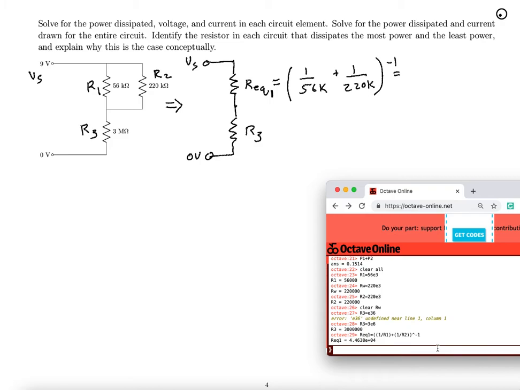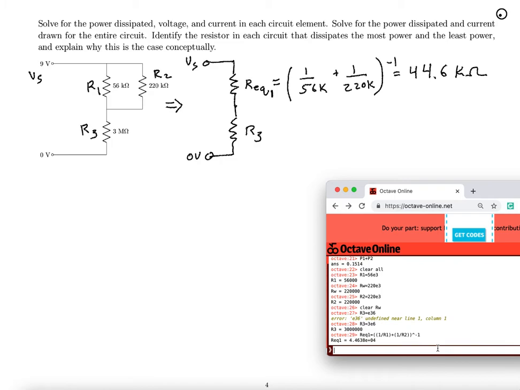And that's 4.46 times 10 to the 4, or 44.6 kilo ohms. That makes sense. That's a smaller value than either of these two resistors on their own. So the effective resistance is less than them on their own because each can carry current. So that's R equivalent 1.